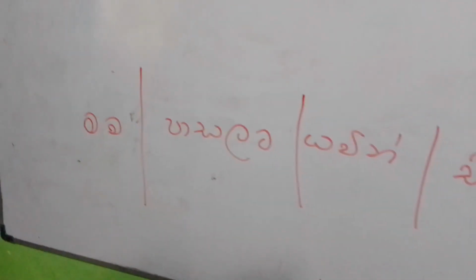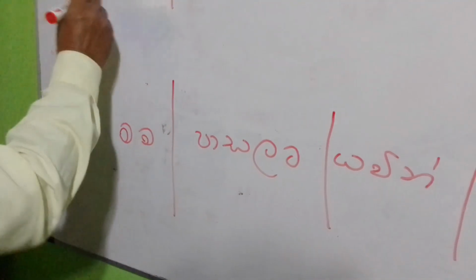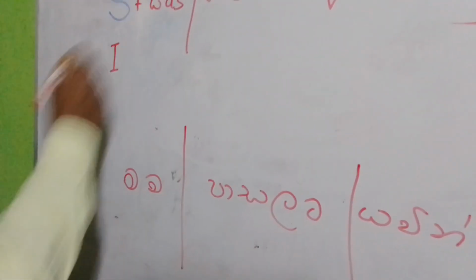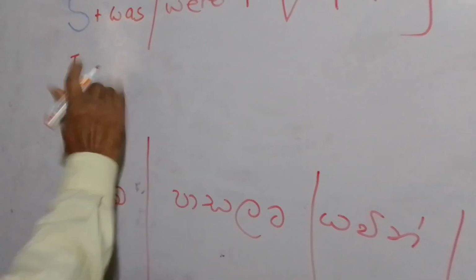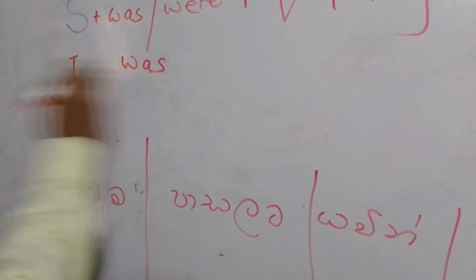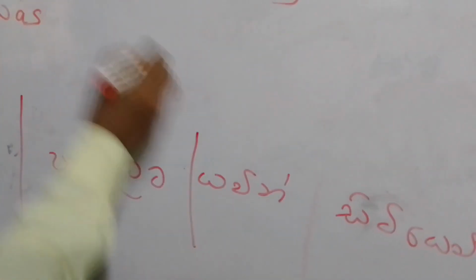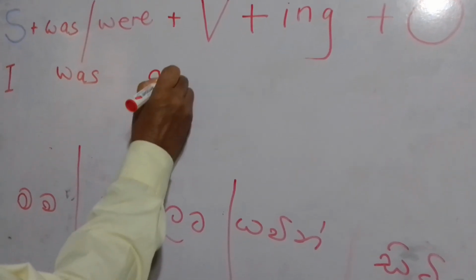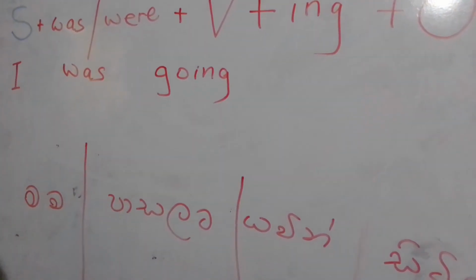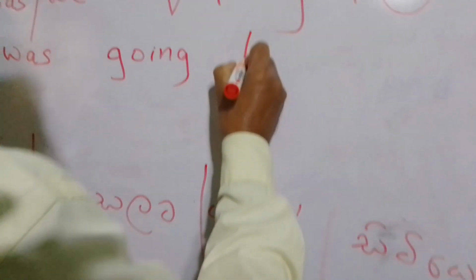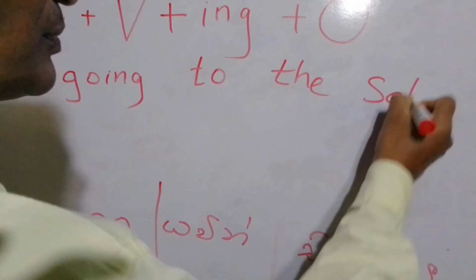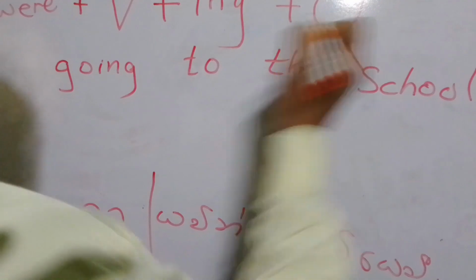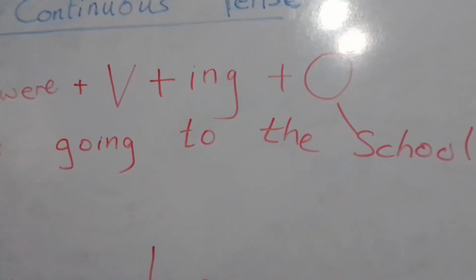Okay. Now we'll try to write the subject first. What is the subject? Mama. It is said as I. Okay. Now when you use I, you have to use the auxiliary verb was. Okay. Next, you have to write the verb. The verb is going. I was going. Next you have to say as to the school. Okay. I was going to the school.